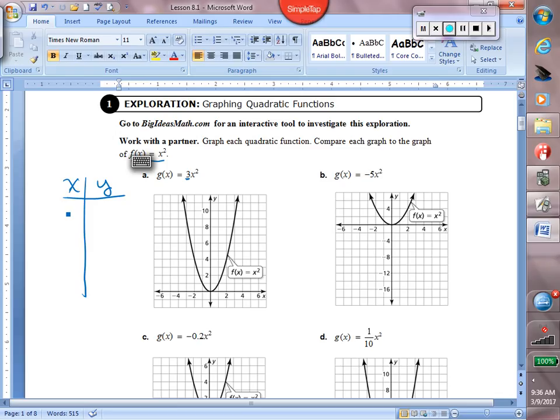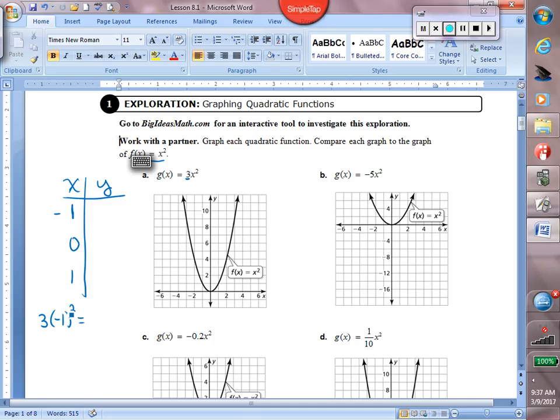And let's try out from, let's do -1, 0, and 1. Let's try that. In the left column, we have all the values that we're going to put in for x. So if my x is -1, I'm going to do 3 times -1 squared. Here's where we have to be careful.